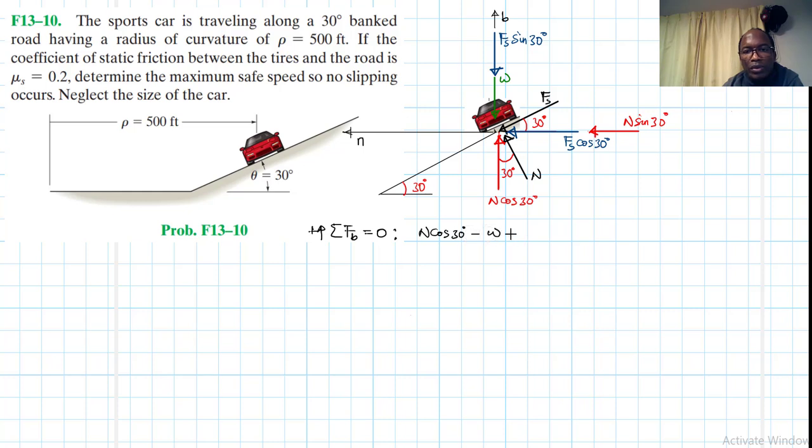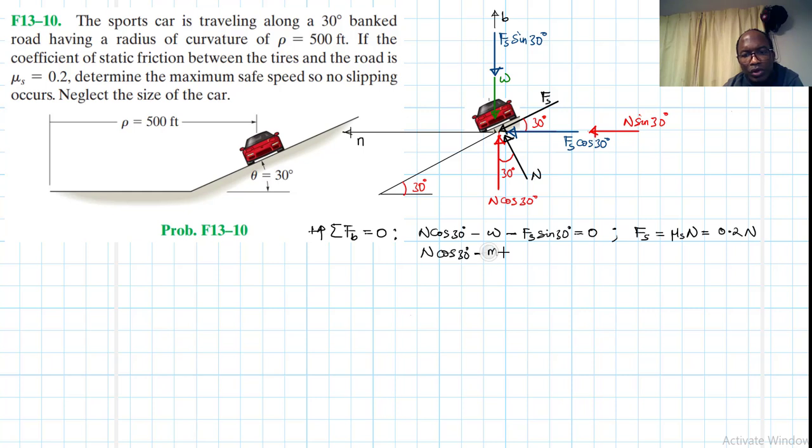Minus W minus Fs sine 30 equal to 0. Alright, and we know that our Fs is nothing but equal to mu sN, which is just equal to 0.2 N. So writing this, we're interested in the N, so we are going to say our N cos 30 minus, we also know that W is nothing but equal to mg, right? That's our W is equal to mg.